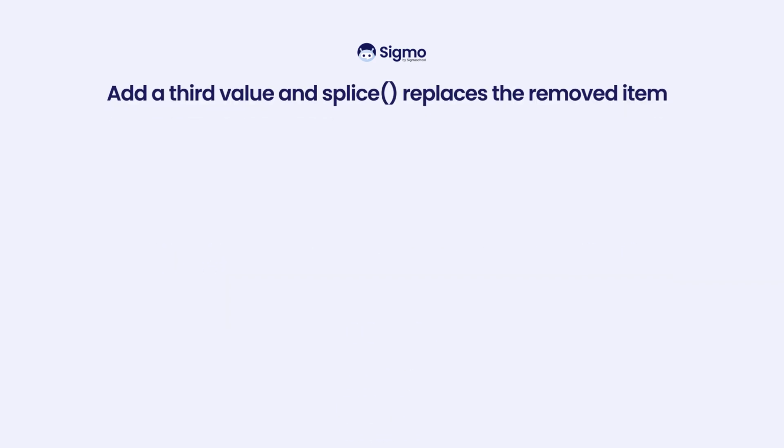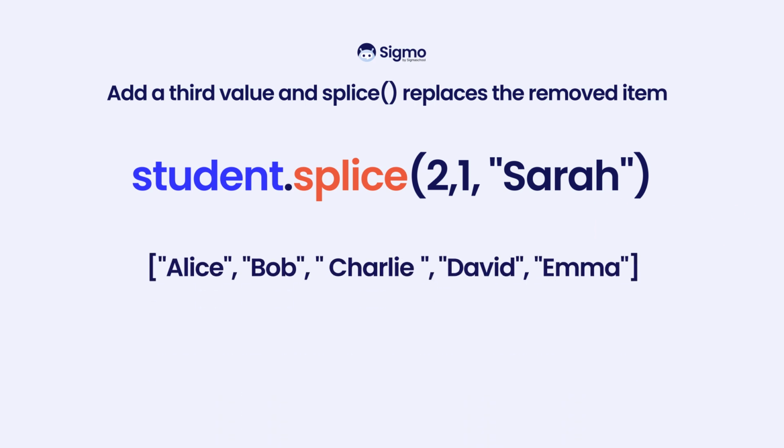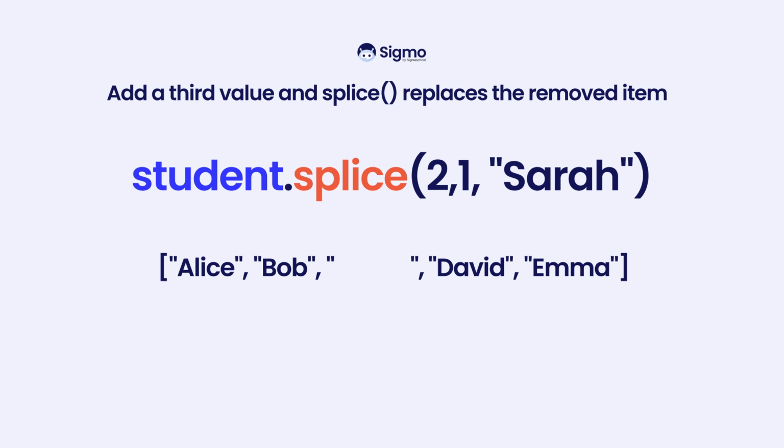Simple. But Splice can do more than just remove. You can also replace the removed item by adding a new value after the numbers. For example, students.splice(2, 1, "Sarah"). This removes one student at index 2 and replaces that name with Sarah.